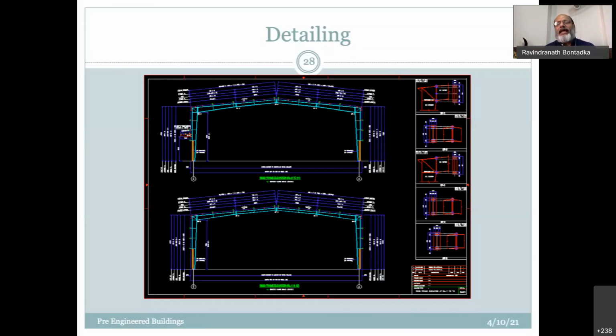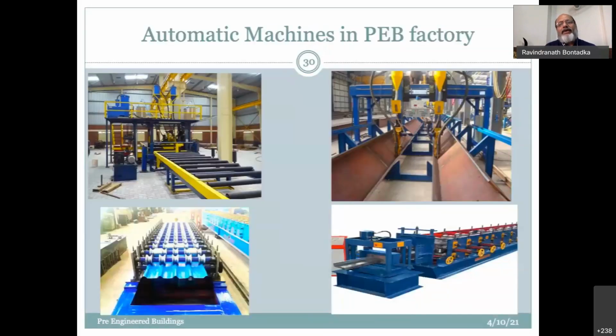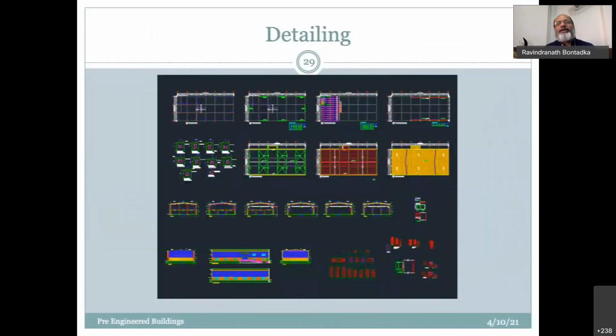As I mentioned, as a designer, you'll have detailing. Nowadays, we have PEB vendors. They will give you complete detailing of all this. As engineers, we have to cross-check all these aspects, whether what has been detailed by them is correct or not.